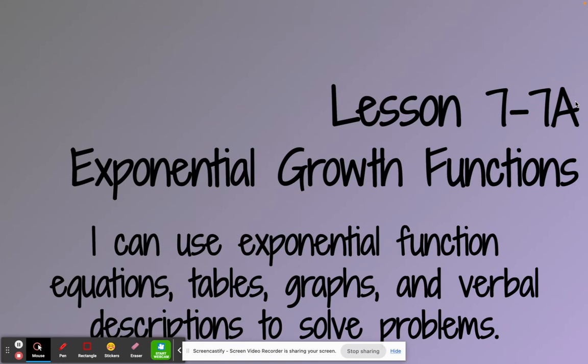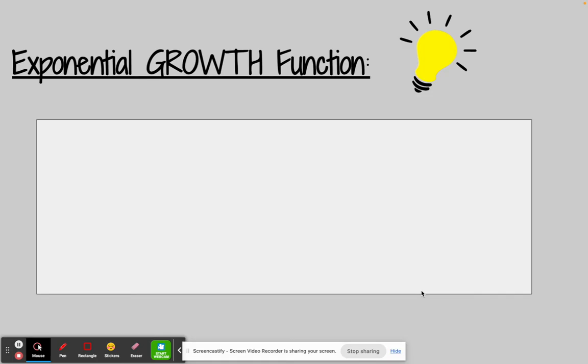Hi everyone, today we're doing lesson 77a, exponential growth functions. We're going to use exponential functions, equations, tables, and graphs to solve problems. So let's talk about exponential growth functions.